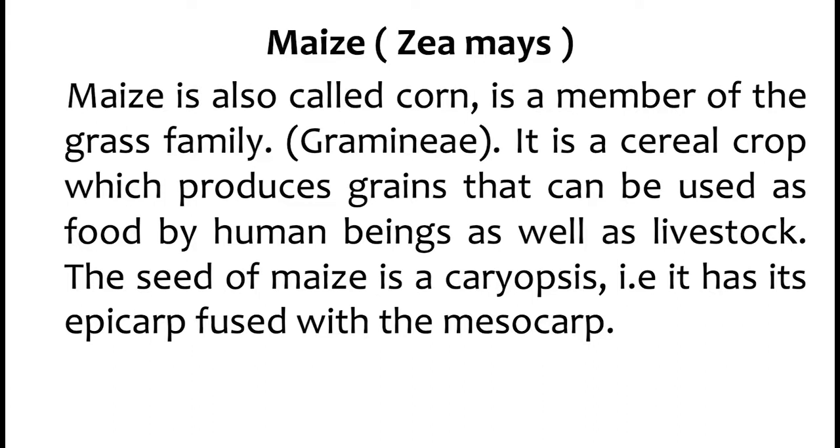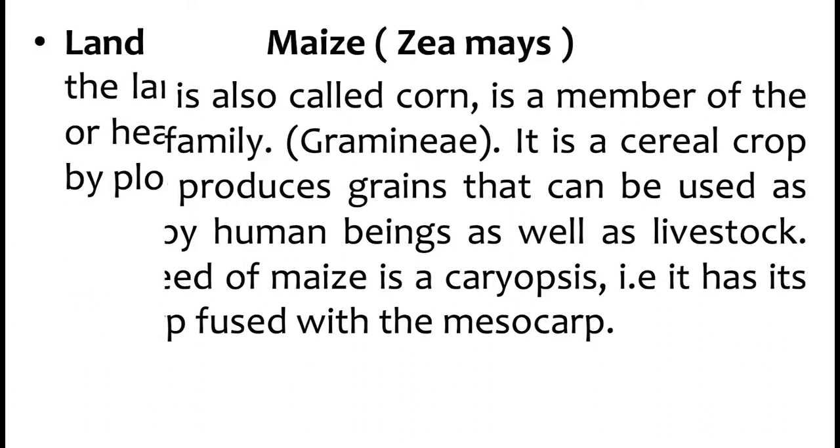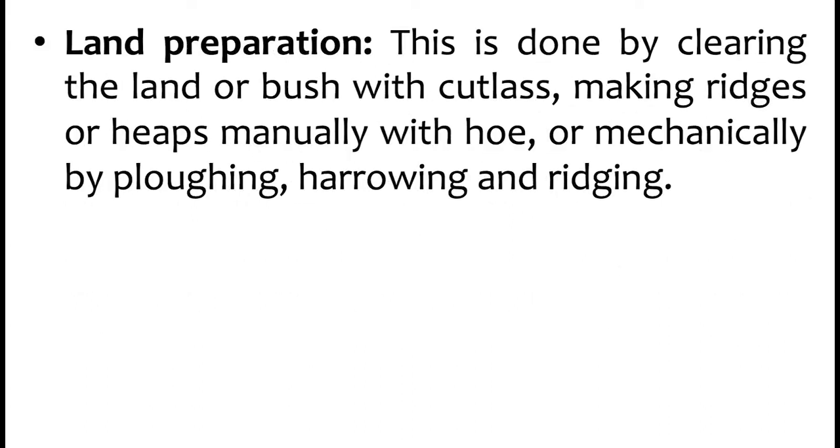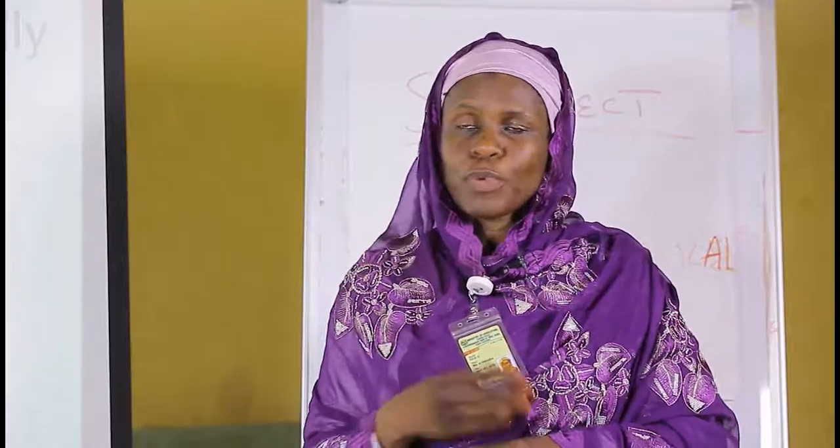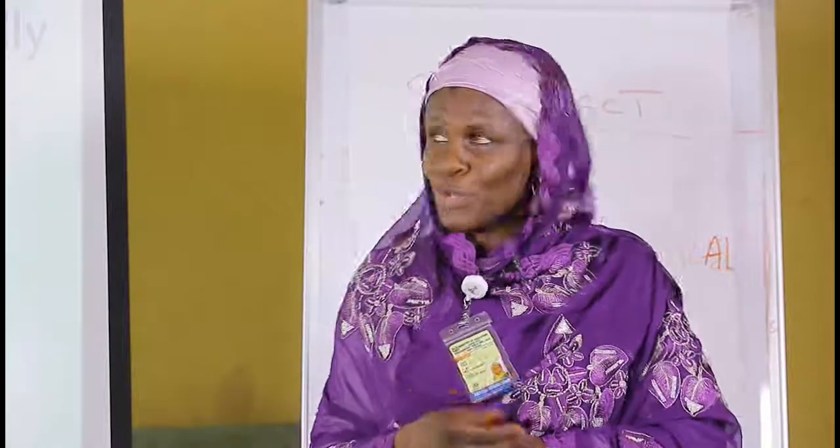The epicarp, I said, is what? It's fused with the mesocarp. Land preparation. Now let's look at the land preparation of maize production.